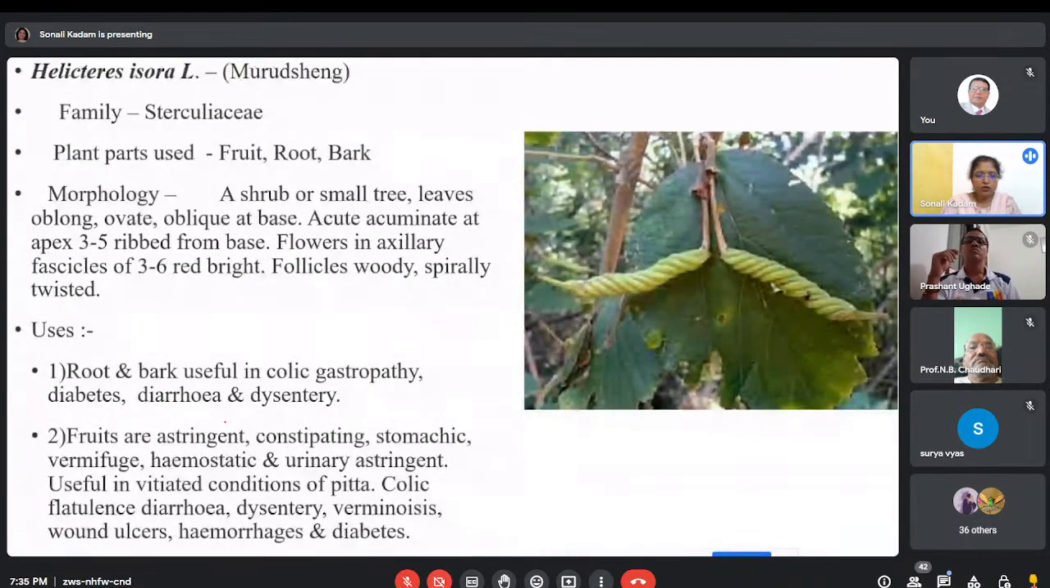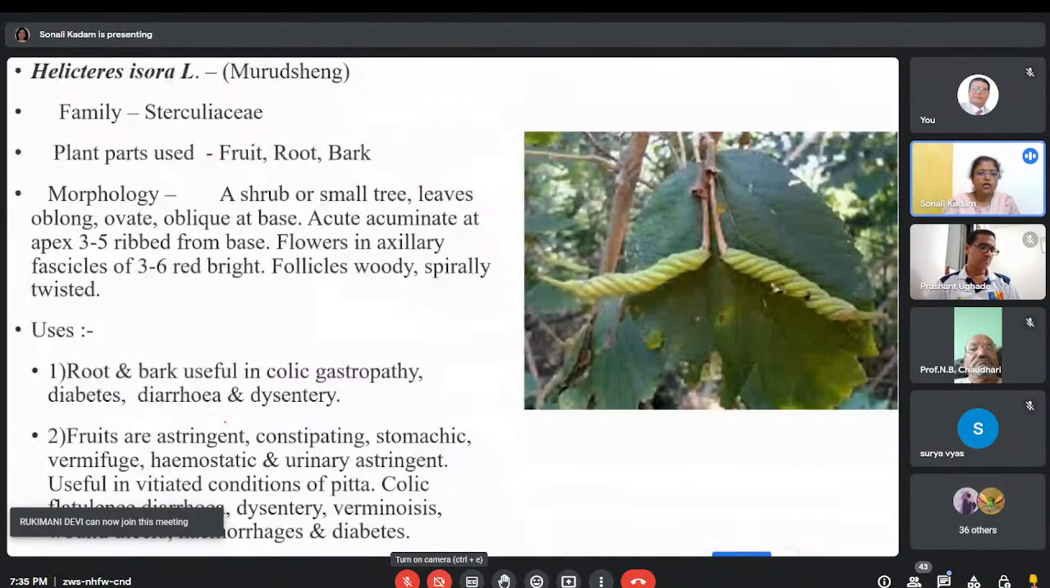Then murud sheng. So I will not go into detail on the other terms which are not familiar to you. Okay, so this is the murud sheng. You can just see the pod which has a twisting type of effect on it. The root and bark are used for colic gastropathy, in the sense of stomach disorders, then diabetes, diarrhea, dysentery. The fruits are astringent, constipating, used for stomachache, as a vermifuge, or as a urinary astringent.